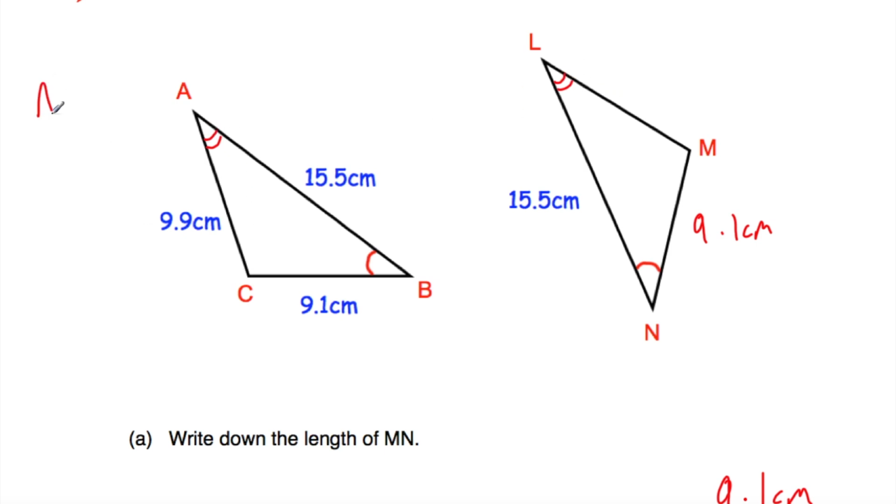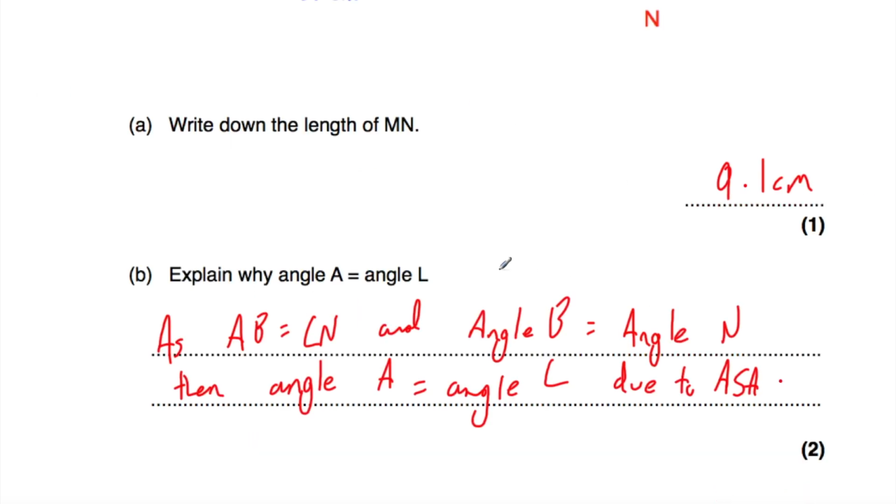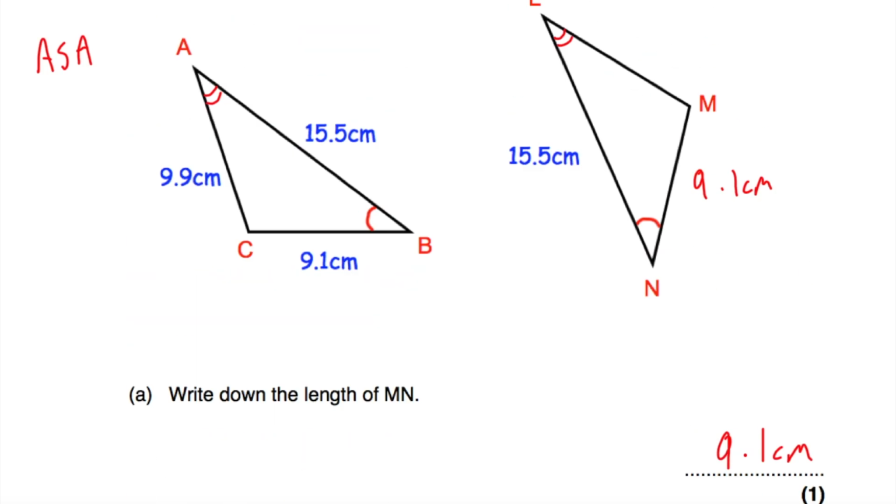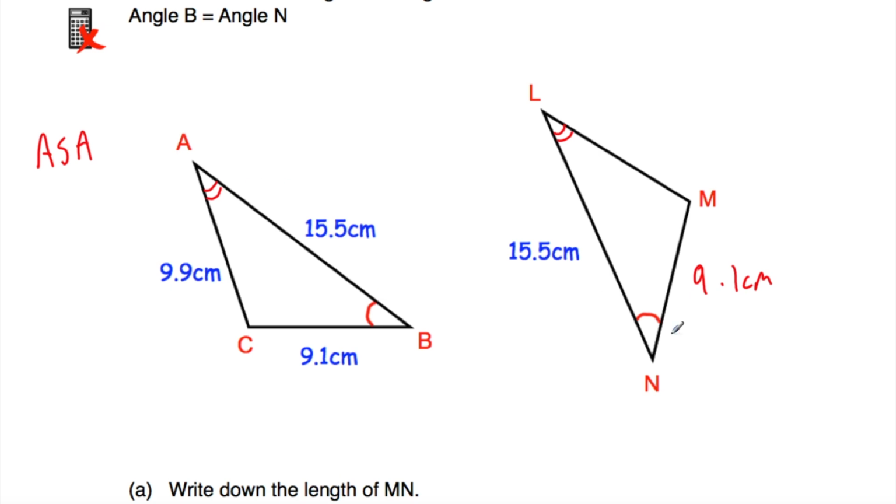Remember the condition angle, side, angle. If you've got an angle, a side, and an angle, then they will be congruent triangles. So that's why they would be equal to each other. Let's explain that. As AB equals LN, those two lengths are equal to each other, and angle B equals angle N, then angle A must be equal to angle L due to angle, side, angle, because we have the angle, the side, and the angle. Now you may have considered other conditions, but that's the one I considered.